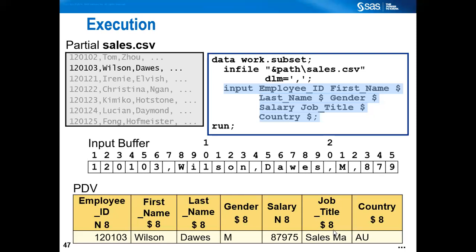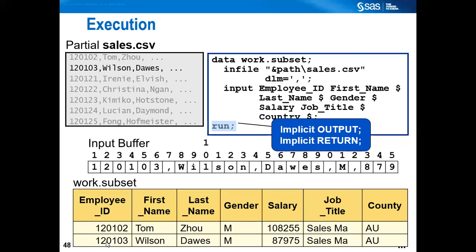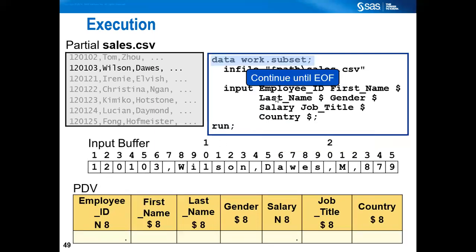कळलं आता? येस मॅम. Of course, implicit output, implicit return. मग हा जो content होता PDV चा तो आता as a second observation add will to your new data set. And this is how it will continue until EOF म्हणजे end of the file marker.